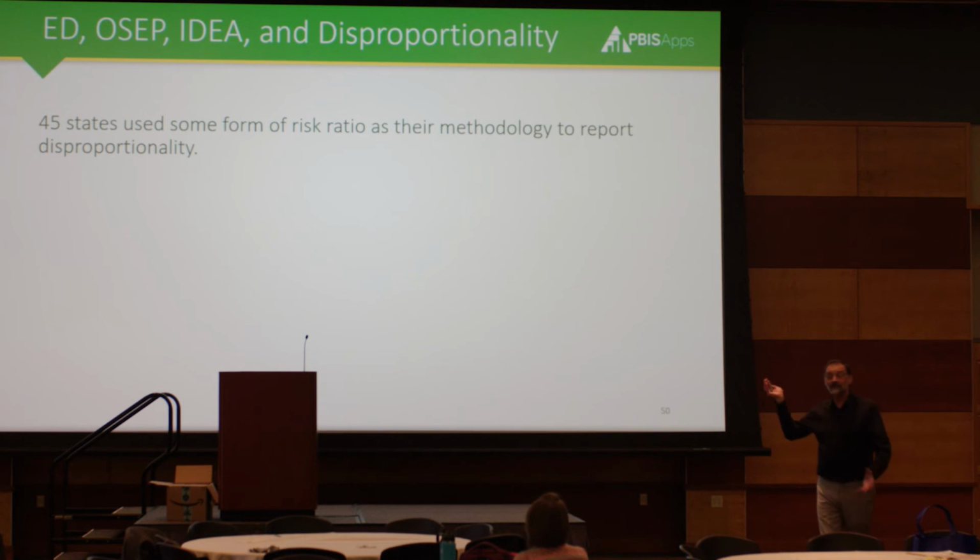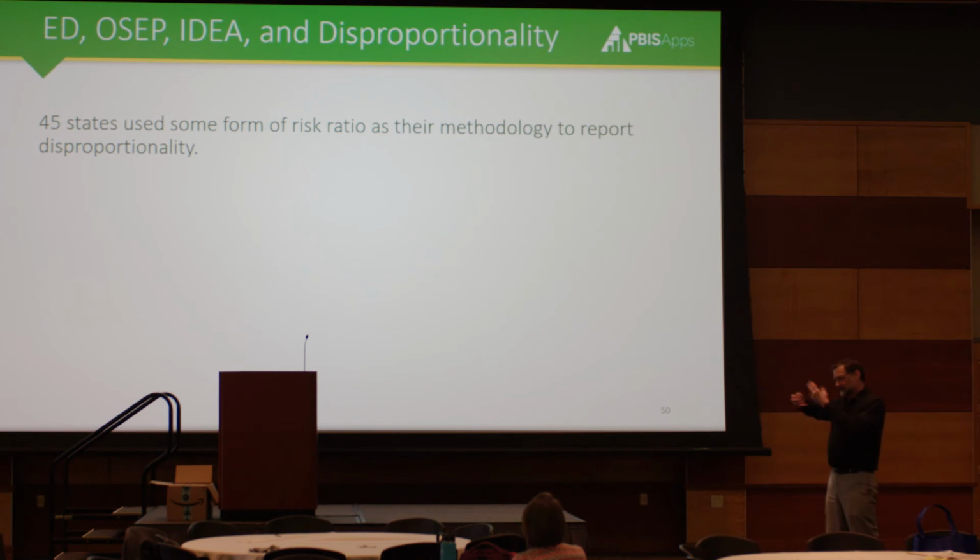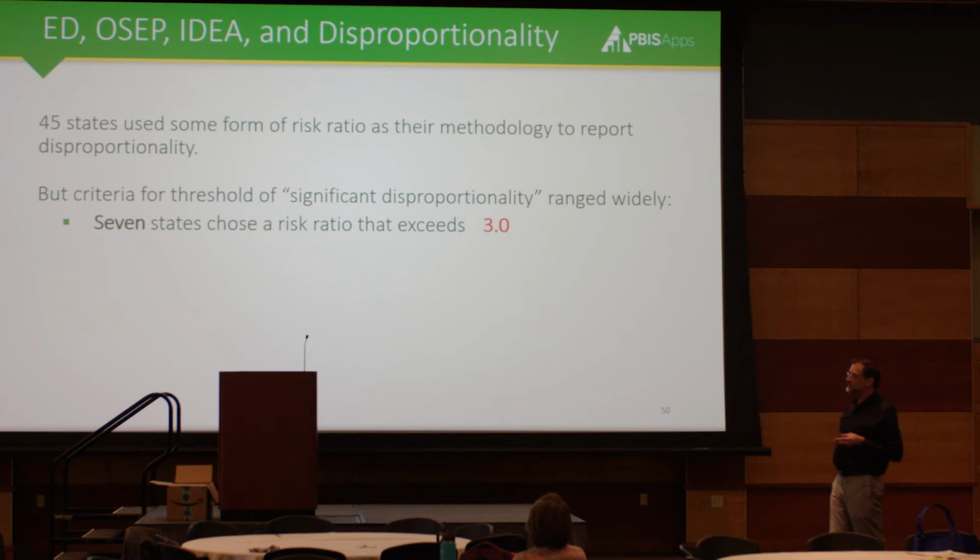So when they left it to those states, 45 states used some form of that risk ratio. They did the risk index for each of the groups and then created some form. I say some form because they had mathematical tweaks in there to be able to report a number. They used some form of it, but look at this. 7 states said it had to be at least 3 times as bad. I was going to be upset if it was 1.5 times as bad. They said it had to be 3 times as bad.